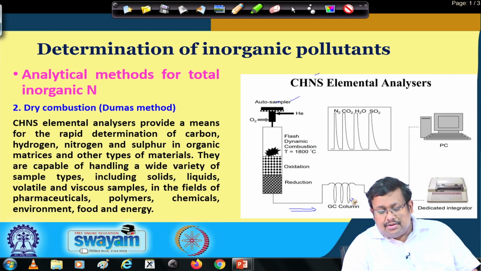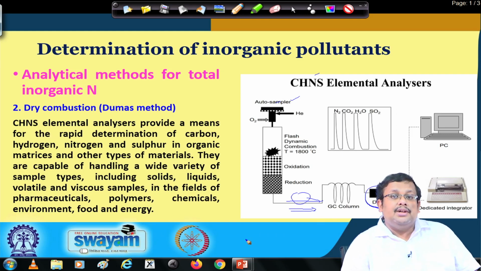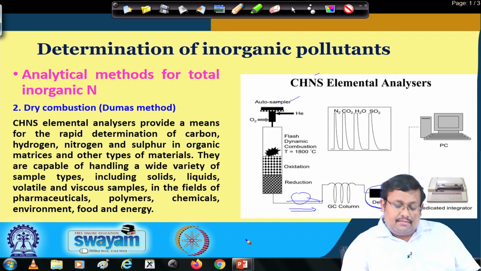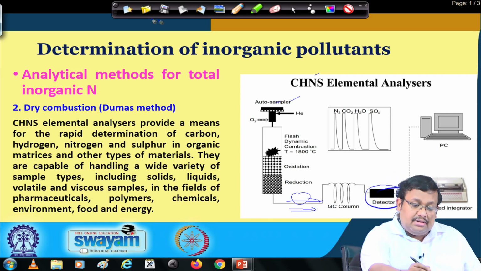When this gas mixture moves through the gas chromatography column, the gases separate out and are detected by a detector at the end of the GC column to measure the concentration of the total carbon, total hydrogen, total nitrogen, total sulfur. So, this is how this instrument basically works. The next slide will give you more information about this CHNS analyzer.